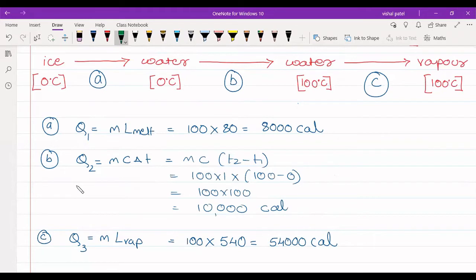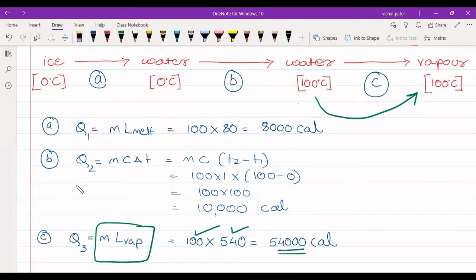The last step is water at 100 converting to vapor at 100. Here also there is a change of state. So I'm taking mass into latent heat, but here it is latent heat of vaporization. So 100 into 540 is 54,000. Students, go through this. Any doubt you have, let me know.